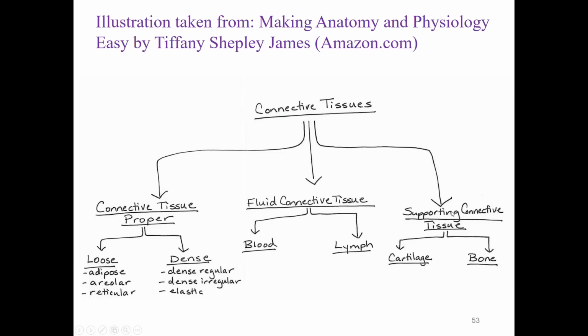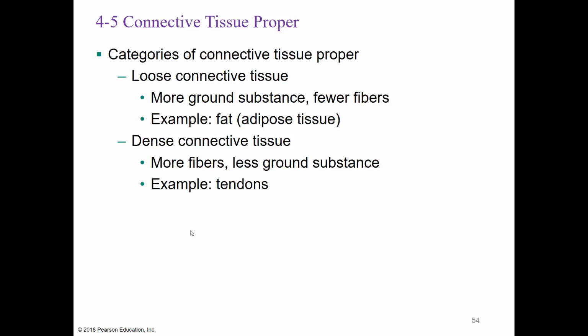And then third, we have supporting connective tissue. There are two types, cartilage and bone. So let's go back to connective tissue proper and focus in on that one all by itself. So connective tissue proper, again, can either be loose or dense.